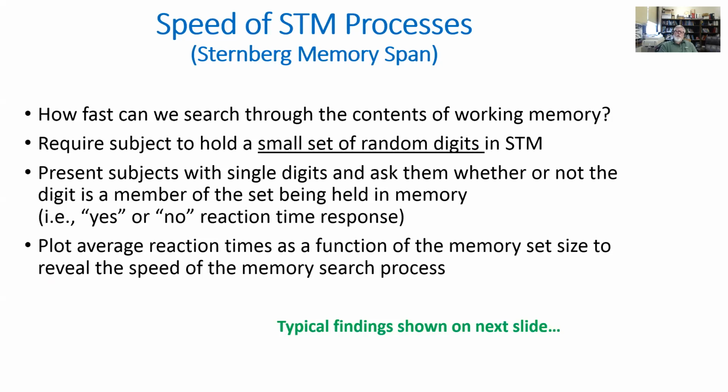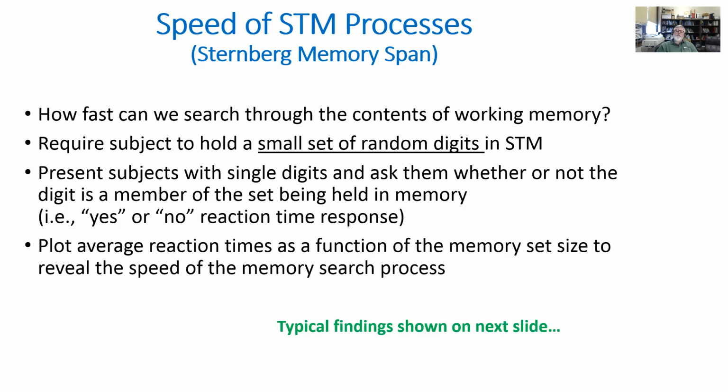So the last aspect of short-term memory we need to consider, beyond capacity, and if you will, beyond the duration or the decay rate of the contents of short-term memory, is the question about speed of access of the contents of short-term memory processes. And again, we're going to look at a very famous paradigm in cognitive science research, and that's the Sternberg memory span paradigm. Let's take a look at what this paradigm is all about. We ask ourselves the question, how fast can we search through the contents of our working memory? How fast can we do that?